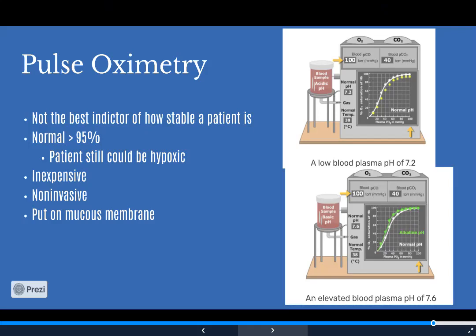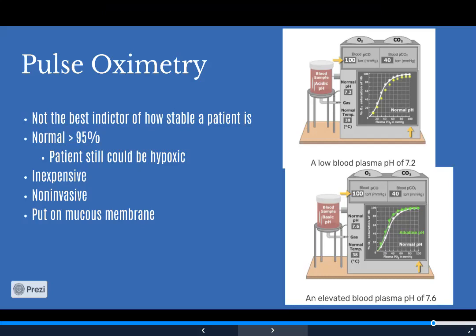We just put it on our mucous membrane, right? But it doesn't necessarily indicate too much to us other than the patient's being oxygenated. And so there are so many factors that can change this. So we have this being done to our patients in anesthesia.